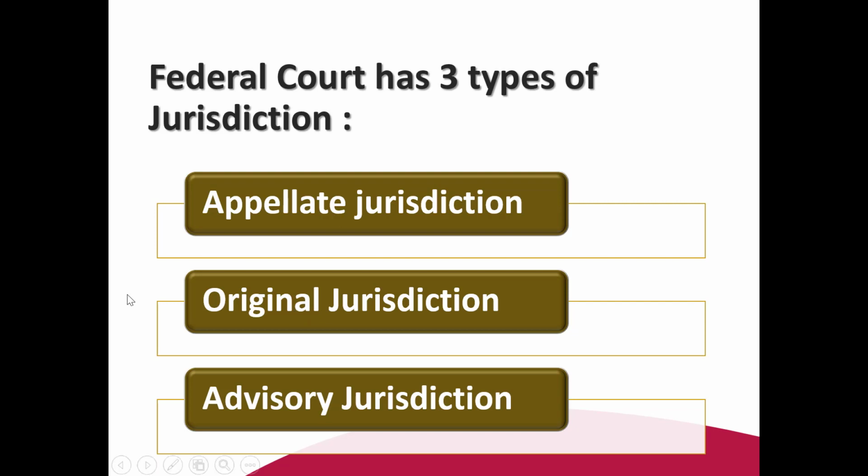The second jurisdiction is the original jurisdiction. There are three situations where the cases must be handled by the federal court only. Only the federal court has the jurisdiction to try or to decide on the matters as provided under the Constitution. And the third jurisdiction is advisory jurisdiction, where the purpose of the federal court is to advise the Yang di-Pertuan Agong in terms of the constitutional matters which appear or arise, brought up by the Yang di-Pertuan Agong.